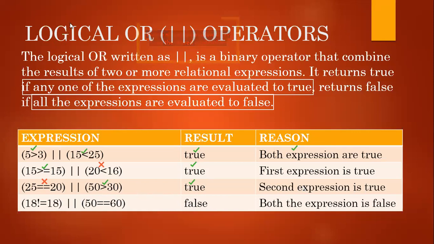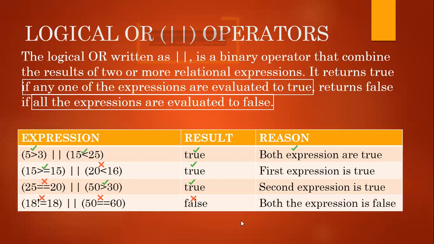And here you will find 18 is not equal to 18. This is wrong, because 18 is equal to 18, and 50 is equal to 60. Even this is wrong. So both the expressions are false, and that's why the result will come out to be false. So understand, the OR operator will return false only if all the expressions are evaluated to false.